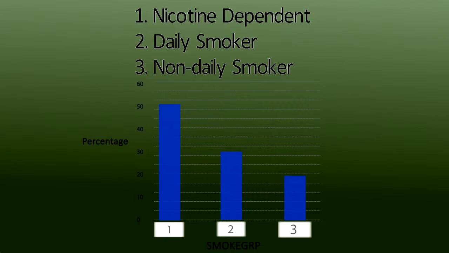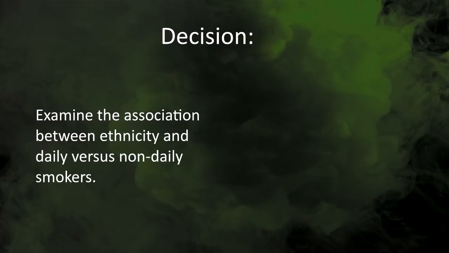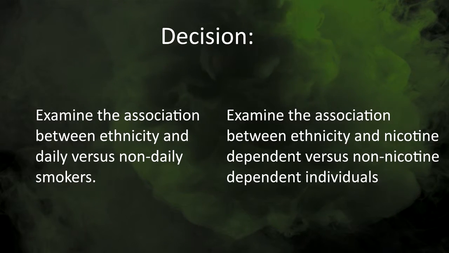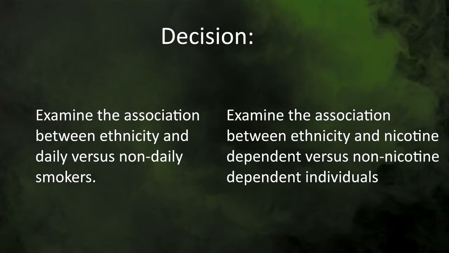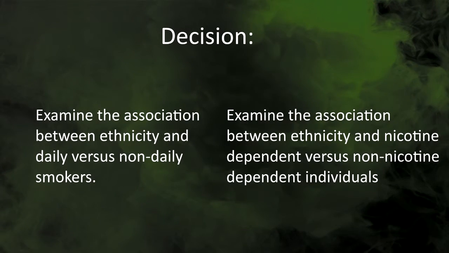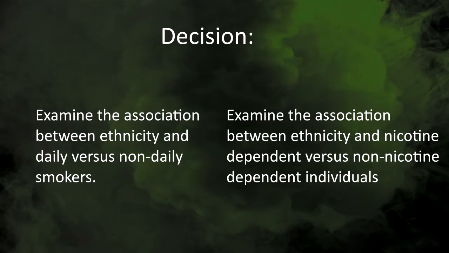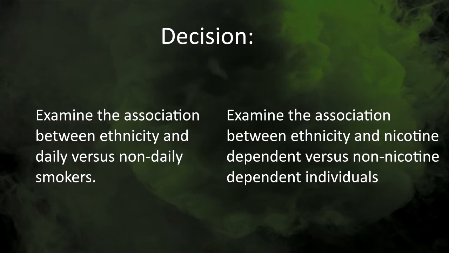However, to examine a relationship between this variable as the response variable and another, we need to collapse this to only 2 categories. To do this, we need to make some decisions. Here are 2 perfectly reasonable decisions that we could make. We could examine the association between ethnicity and daily versus non-daily smokers, or we could examine the association between ethnicity and nicotine-dependent versus non-nicotine-dependent individuals, thereby collapsing across these categories in some way. In either case, some data management needs to be added to the program.